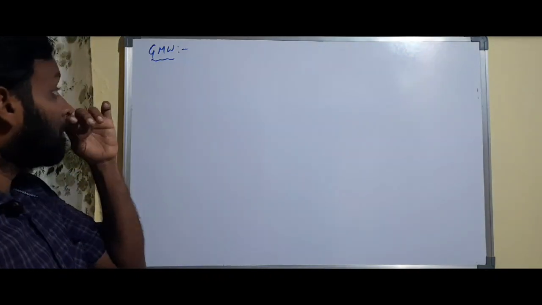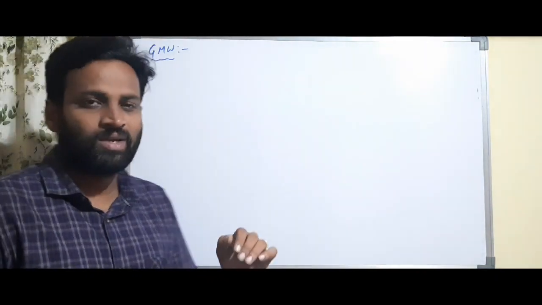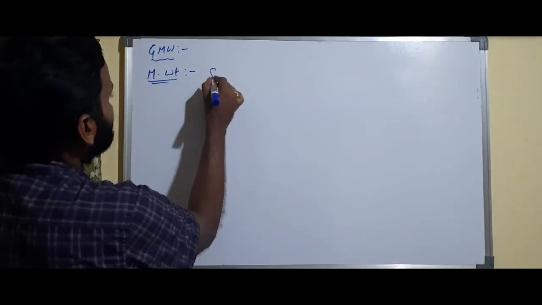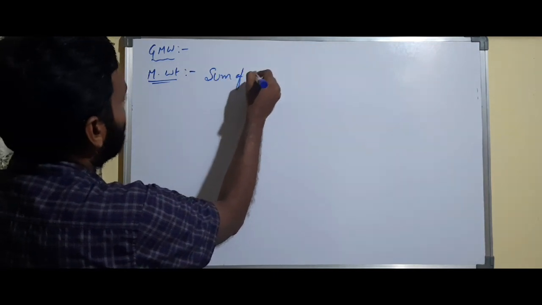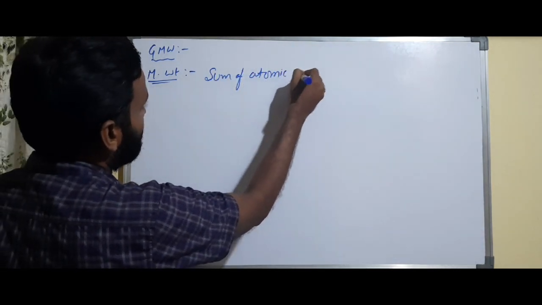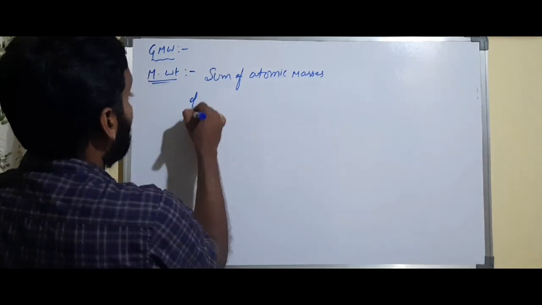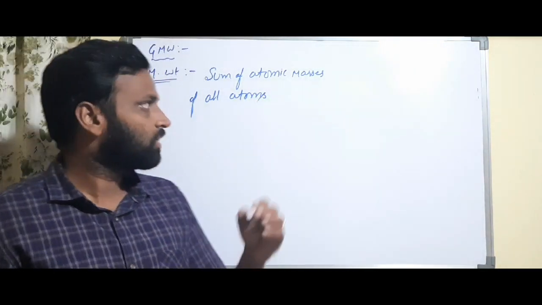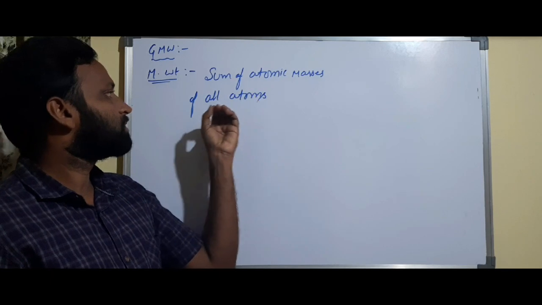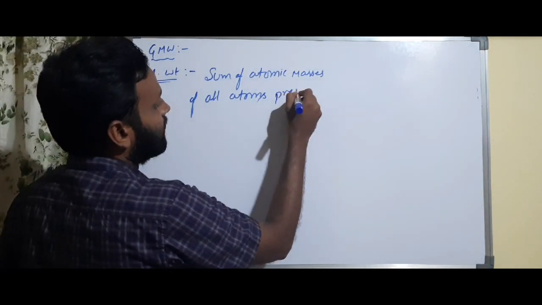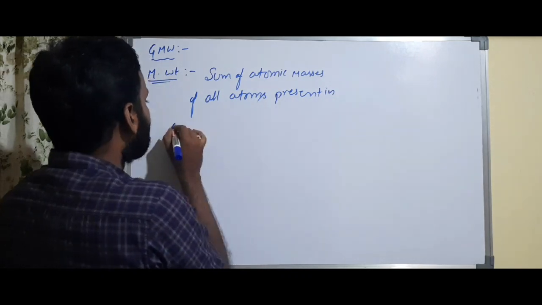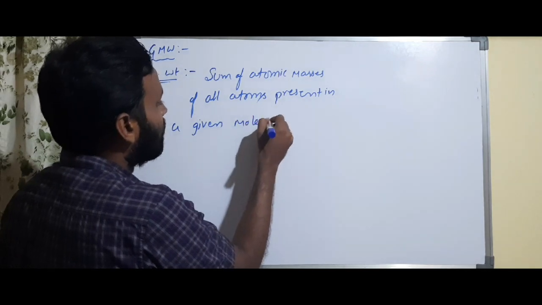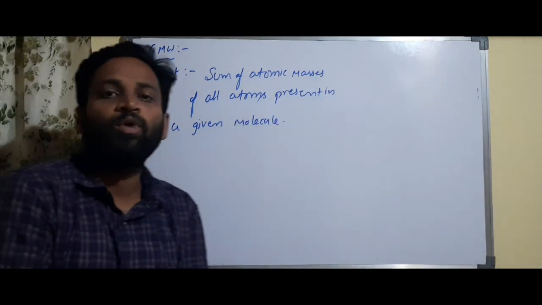Now, gram molecular weight. First, what is the molecular weight? What exactly is molecular weight? Molecular weight is nothing but the sum of atomic masses of all atoms present in a given molecule, in that particular molecule in which you are going to find the molecular weight.